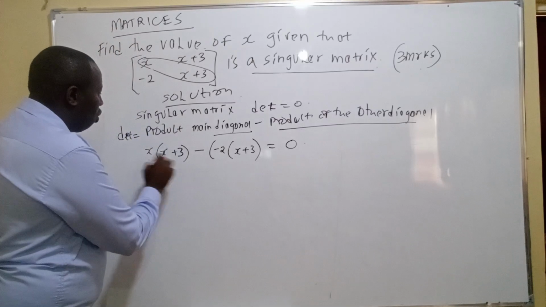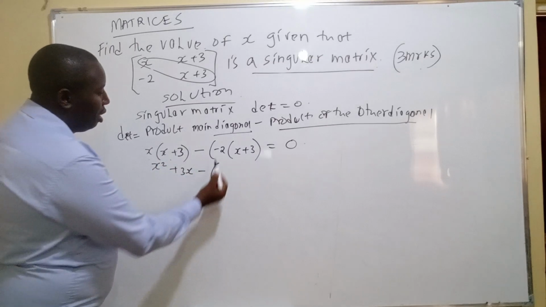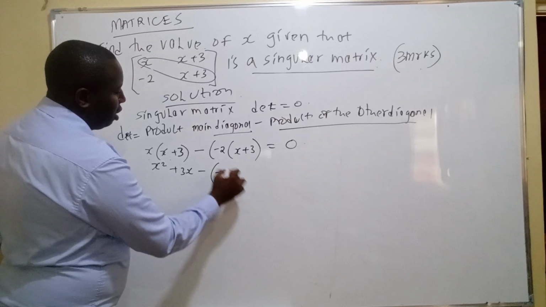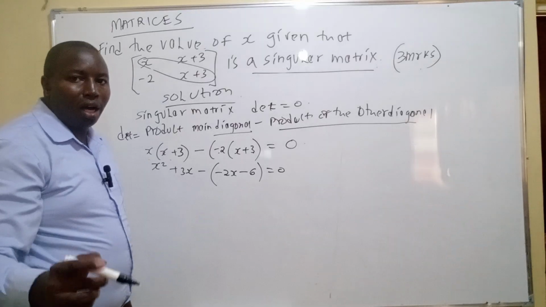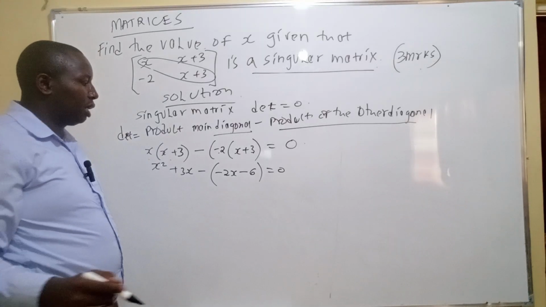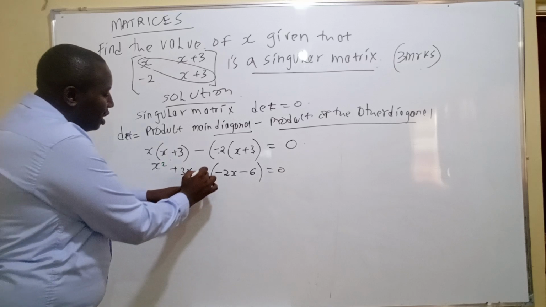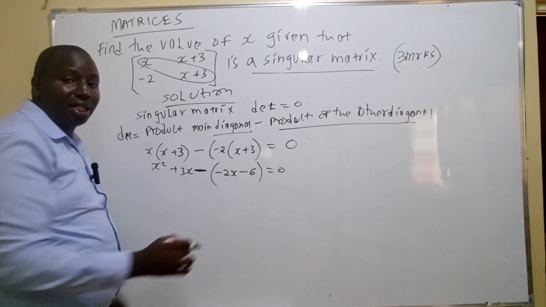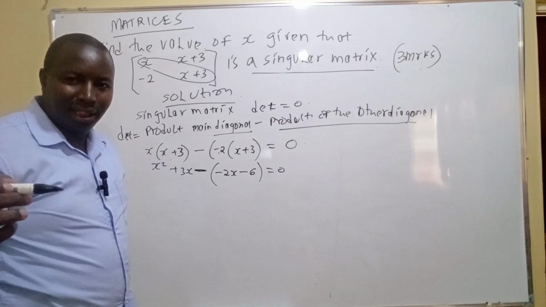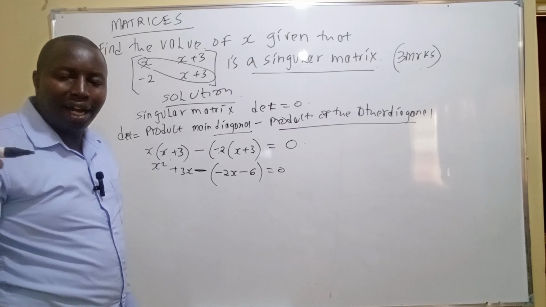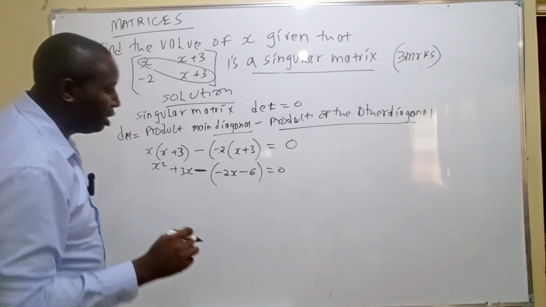So you take x squared plus 3x, minus the bracket: minus 2 times x, that's minus 2x, and minus 2 times 3, that's minus 6, equals 0. A mistake many students make once they open this bracket is to ignore the sign. You must consider this negative. This is what the examiner is testing in this question: how to open brackets using integers from Form 1. Basic knowledge of integers is required.